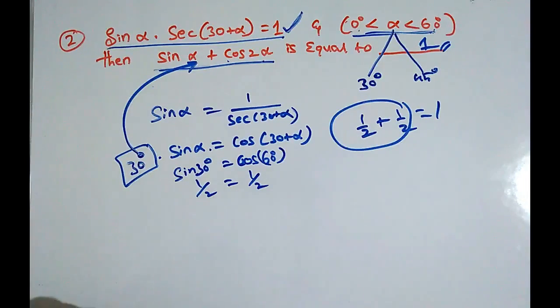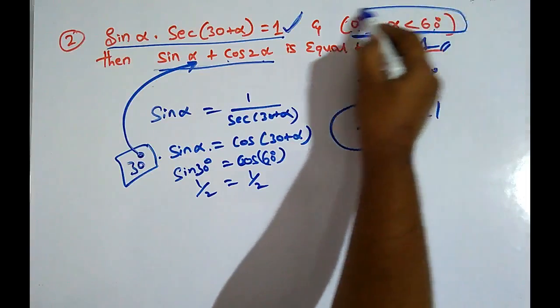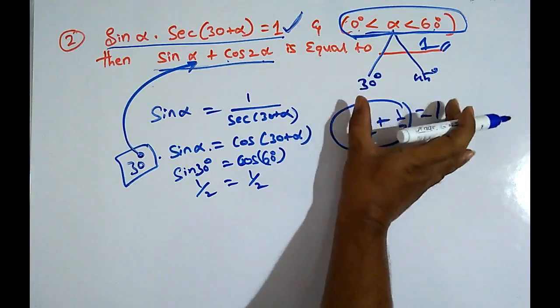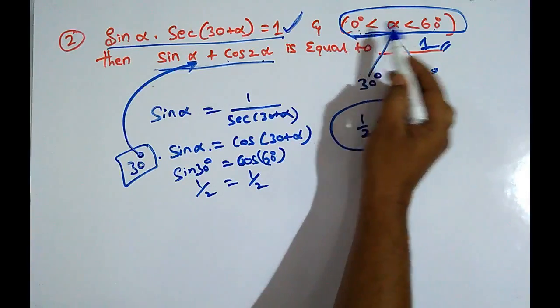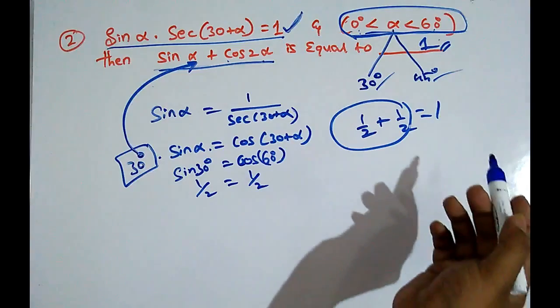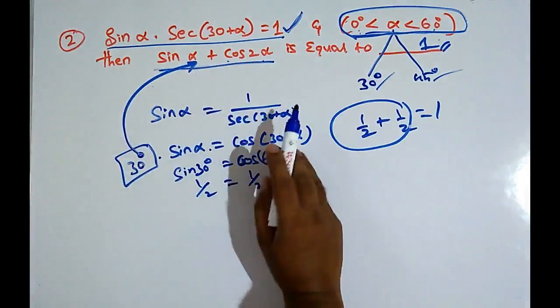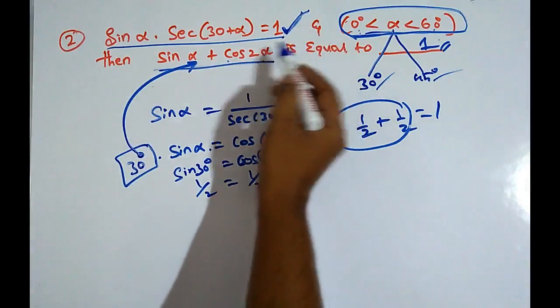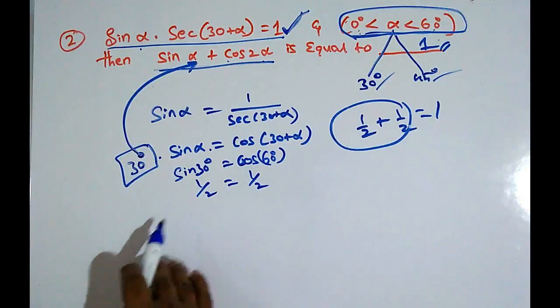So this is how we have to solve the problem. See, friends, if the range of the values is given within crisp limits, that is 0 to 60 degrees, that is 30 degrees and 45 degrees, then it is always easy for us to substitute and check the possibility of getting 1. Once you get alpha, then everything falls into place.